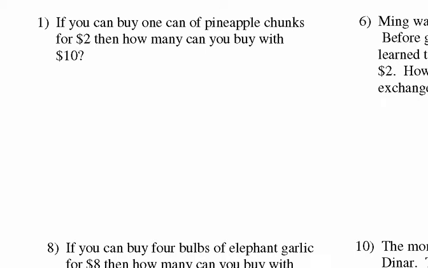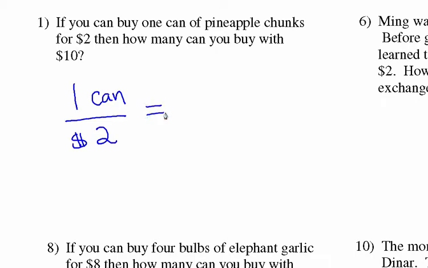Our first problem says, if you can buy 1 can of pineapple chunks for $2, then how many of them can you buy with $10? To some, this may be a fairly trivial problem, but it's always good to start with maybe a trivial example before you look at something more complicated. So let's say here, the ratio I know to be true is that I can buy 1 can for $2. For every 1 can, I have to pay $2.